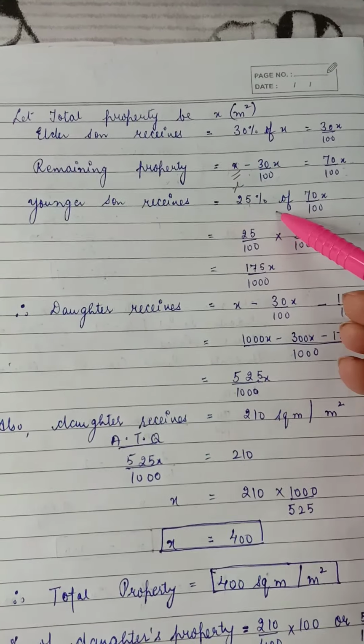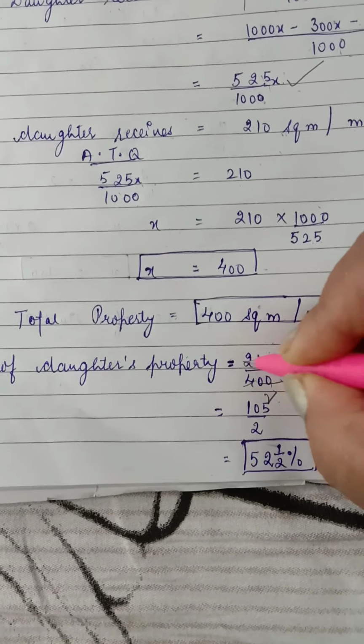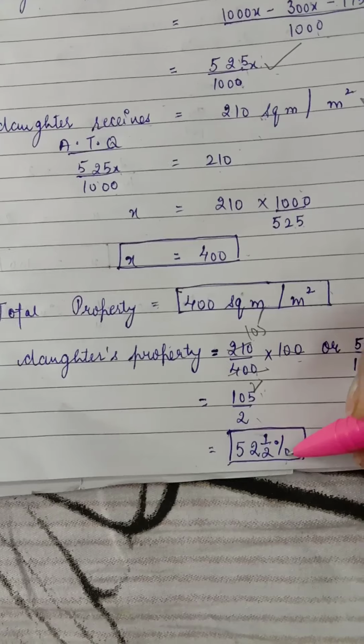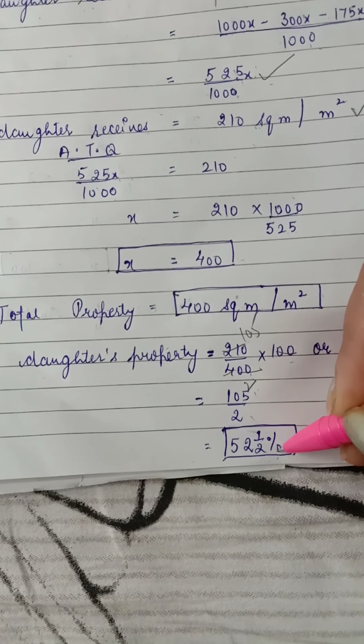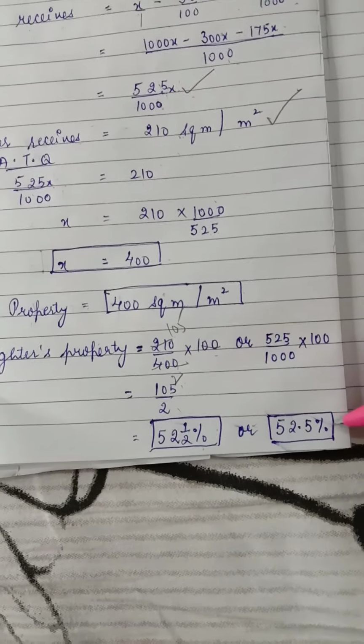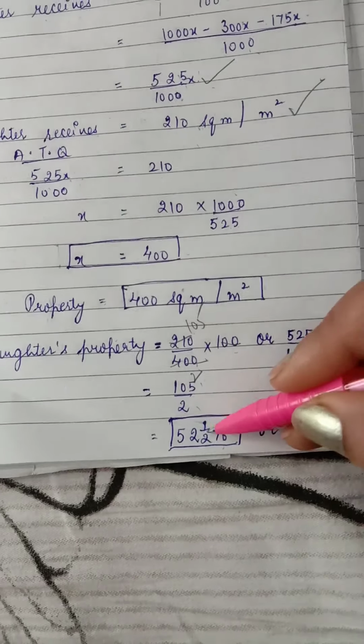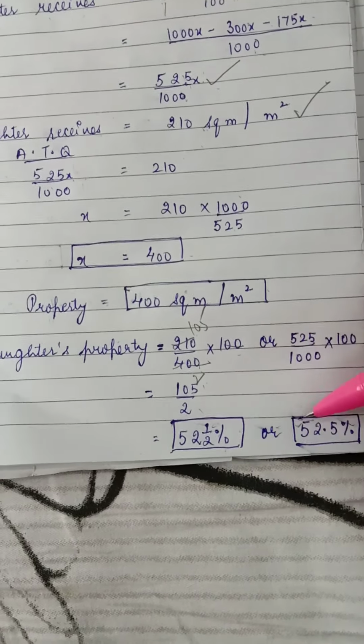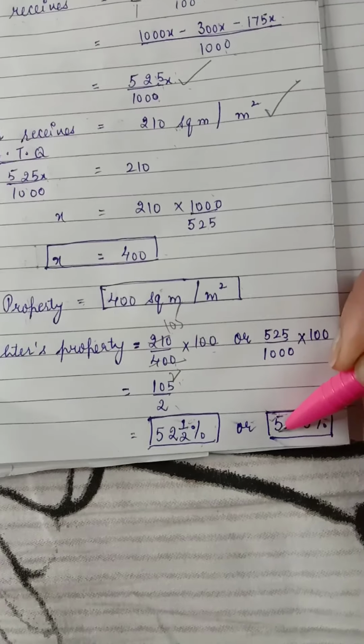Now there are two ways of doing it. The daughter's share is 210 square meters, and directly the daughter's share upon the total property into 100. On cutting, you get 105 upon 2, changing it to a mixed fraction, 52 1 by 2 percent, or in decimals, 52.5%. Now when I do a question in two different ways and give two different answers, you have to write only one. Whichever you are comfortable writing, you can choose that.